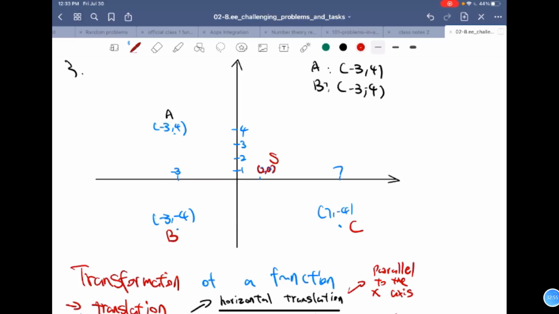Negative 3 plus 7 divided by 2 is 2, and negative 4 plus 4 divided by 2 is 0. Okay, what was the first thing you said? -3 plus 7 divided by 2. Yeah. Okay, so here we kind of touch on the definition of what a midpoint is.